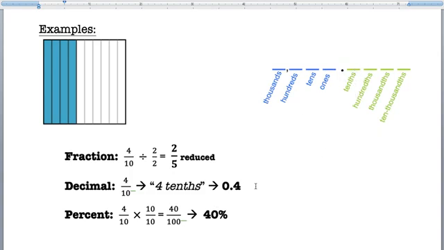Most people say 0.4, but then they have trouble understanding what fraction it came from. So the more you can read your fractions and your decimals the proper way, the easier it'll be for you to convert them back and forth. By saying 0.4 doesn't help you remember the place value.